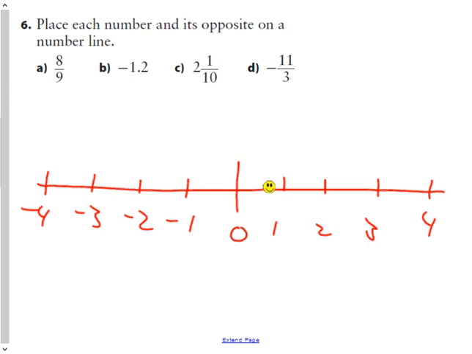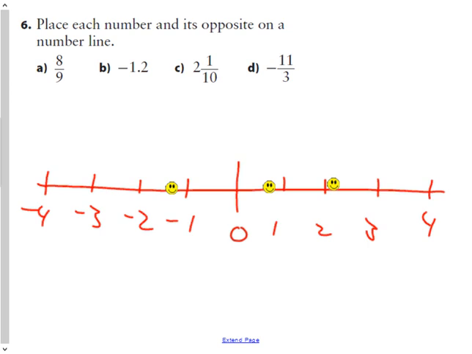-1.2, I'm going to have to use this marker, but that's okay. That is -1.2. So that's going to fall right there for -1.2. 2 1/10 would be 1, 2, and 1/10. So that's going to be right there-ish.